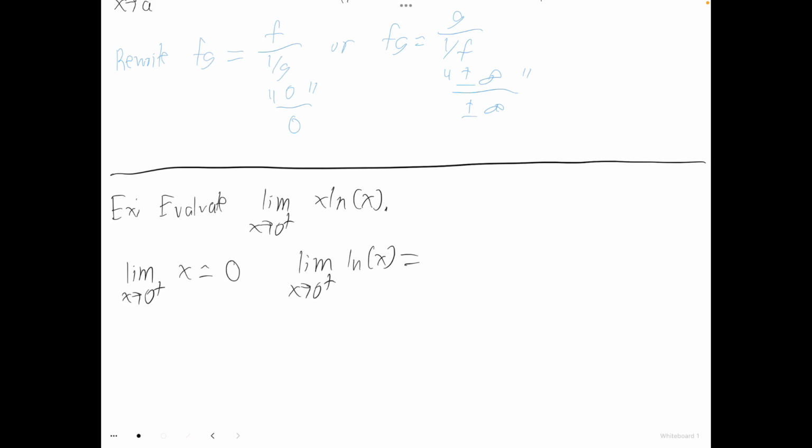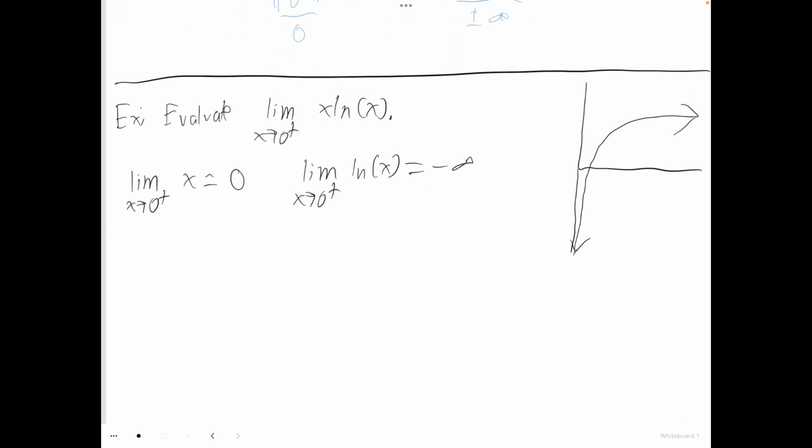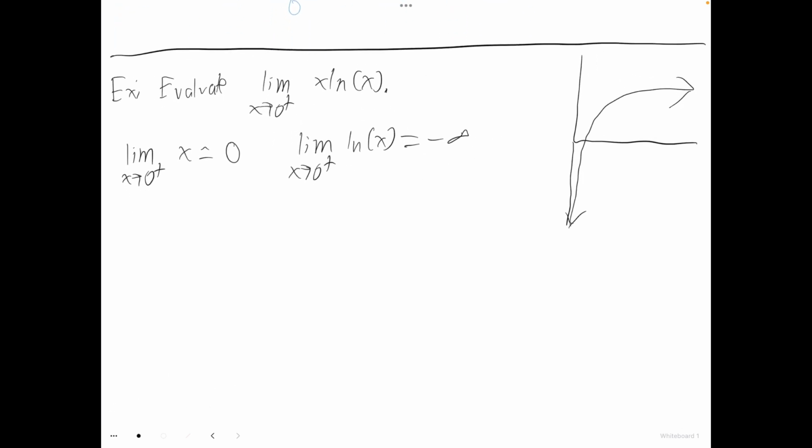Now, you might not know this one, but if you think about the graph of ln of x, it looks like the following. And notice it clearly has a vertical asymptote as you approach 0 from the right. So we are going to get negative infinity for the limit as x goes to 0 from the right of ln of x. So this is a 0 times infinity form. And the way we're going to deal with it is simply by rewriting the expression. So we're going to rewrite this expression in the limit.